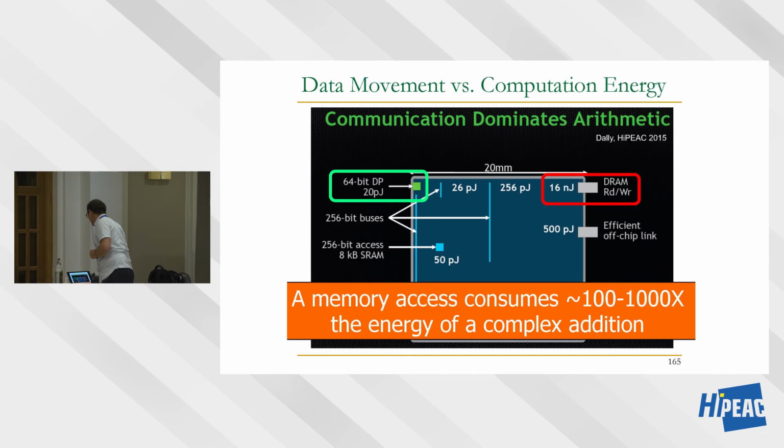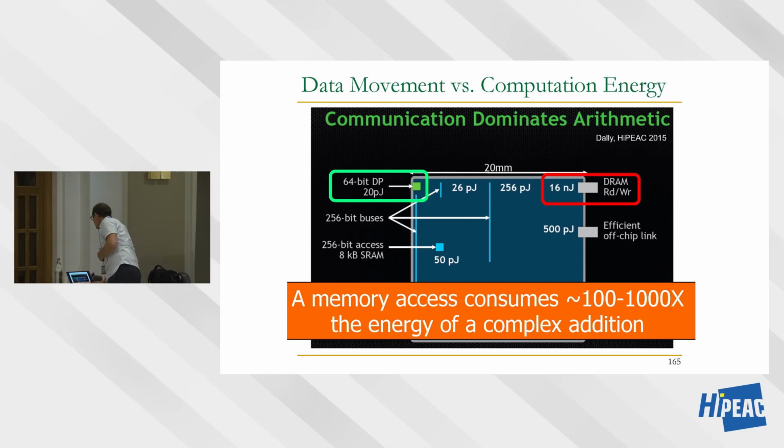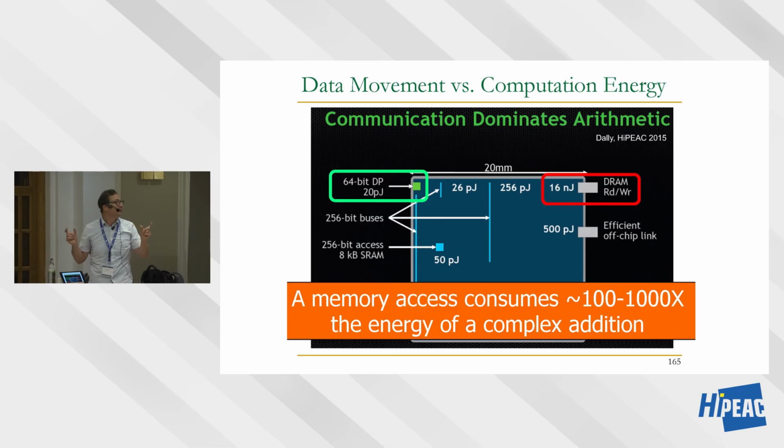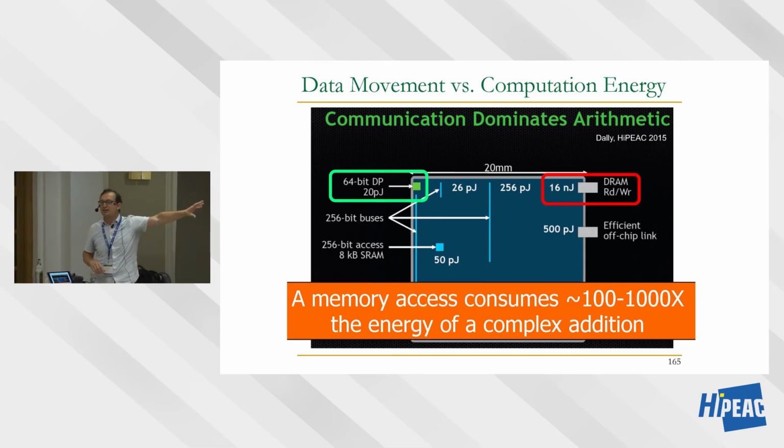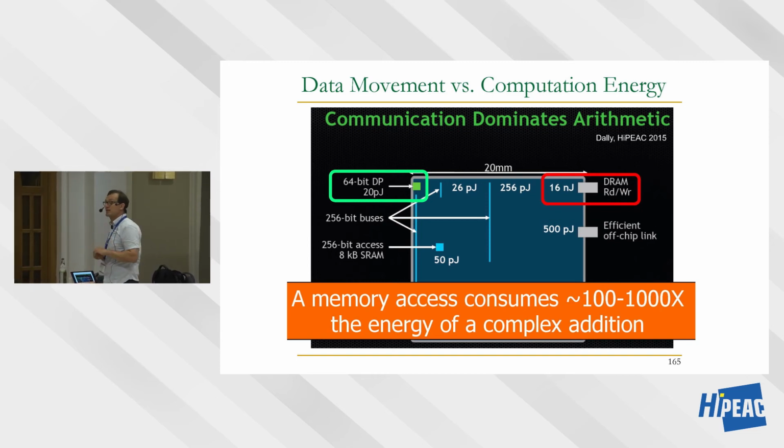Okay, let's take a look at it. This is data that I borrowed from Bill Dally. These numbers have changed, although that 100 to 1000x remains the same today. Basically, in this picture, he shows that a 64-bit double precision floating point operation, a complicated arithmetic operation, is 20 picojoules in terms of energy. A DRAM read or write is 16 nanojoules. That's 800x difference, so maybe that's a bit extreme. If you optimize things, you get closer to 160 to 200x. Basically, a memory access consumes 160 to 200x the energy of a complex addition operation.